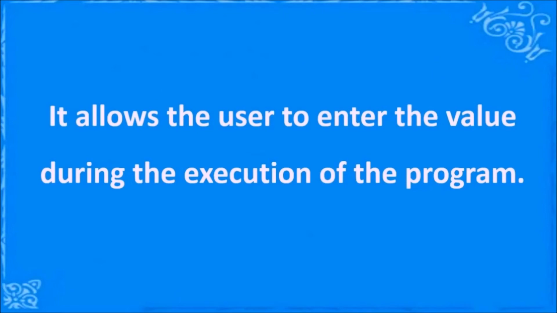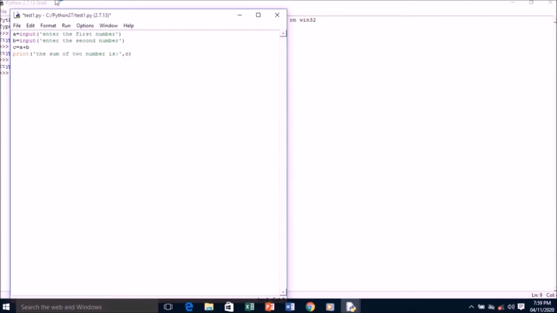Input function lets the user enter the value during the execution of the program. Execution means when the program is running. In the previous example, a equal to 5, we assign the value while writing the program. But when we give the value while the program is running, that time we use the input function. So with the help of input function, we can give the value to the variable. In a simple way, input function is used to accept inputs from the user.